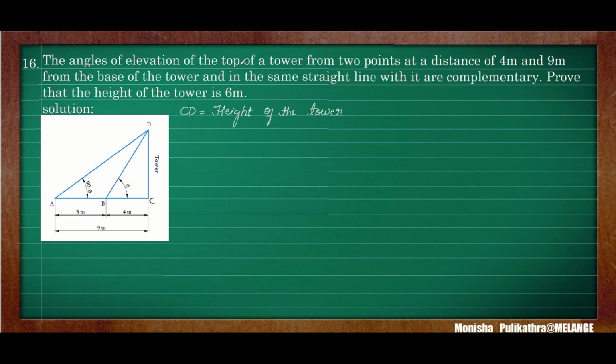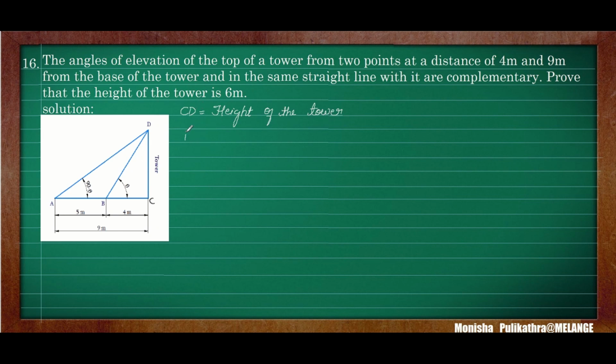The angles of elevation of the top of a tower. Here D is the top of a tower, from 2 points at a distance of 4 meter and 9 meter from the base. So from the top of the tower, from 9 meter there is an elevation of theta, and at 4 meter and 9 meter the elevations will be complementary. So the first elevation is theta. So the second elevation, if it is complementary, will become 90 minus theta. We need to prove that the height of the tower is 6 meter. So CD is the height of the tower.